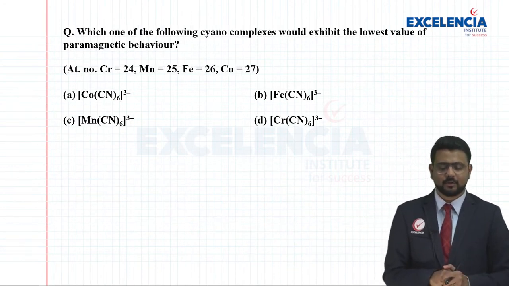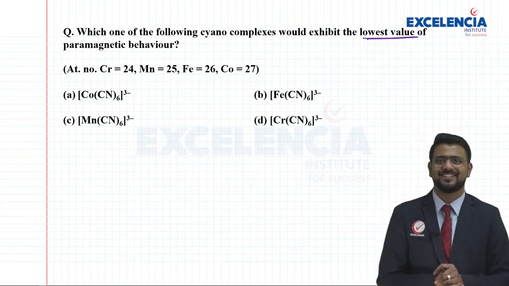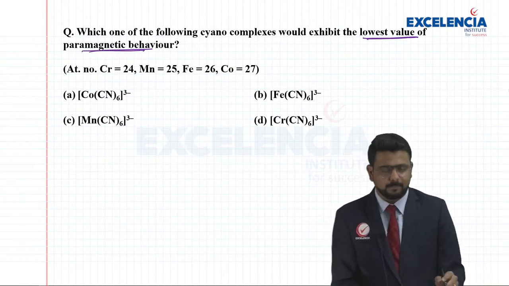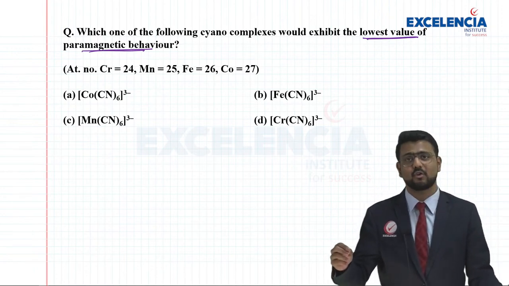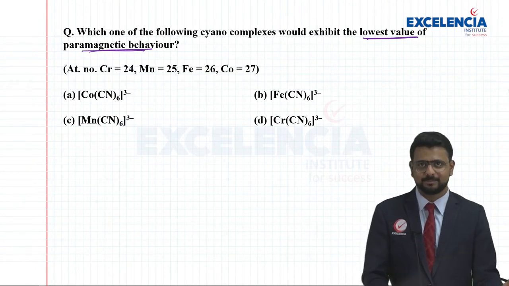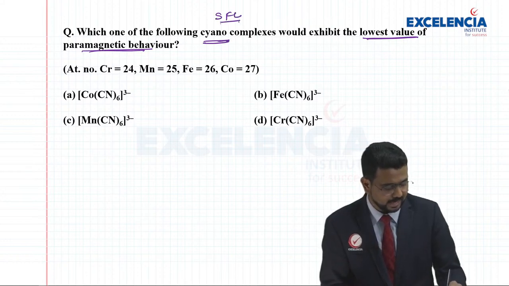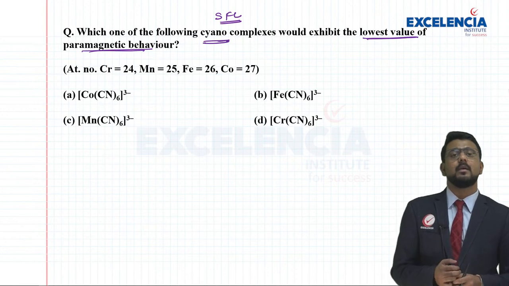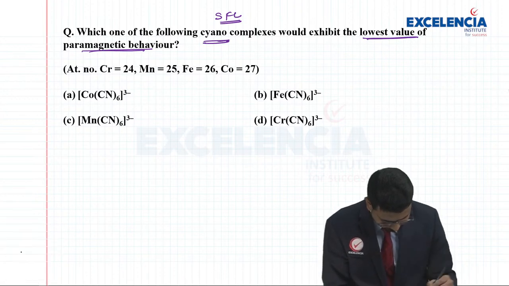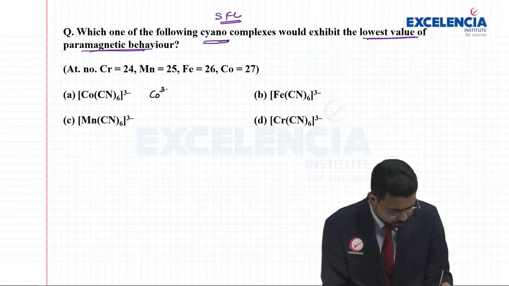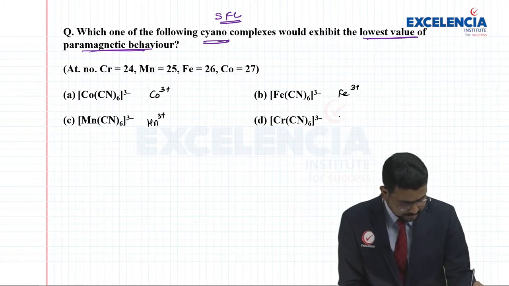Next, which of the following cyano complexes would exhibit the lowest value of paramagnetic behavior? Now, if you want to understand the paramagnetic behavior, obviously, we need to have a clear idea with respect to the number of unpaired electrons which will be present in the complex, right? And we very well know that CN- is actually a strong field ligand. And if it is a strong field ligand, generally we say that pairing of electrons will take place, okay? So if I consider first and foremost cobalt, here the oxidation state of cobalt is 3+, right? In this case, Fe is also 3+, Mn is also 3+, and Cr is also 3+.